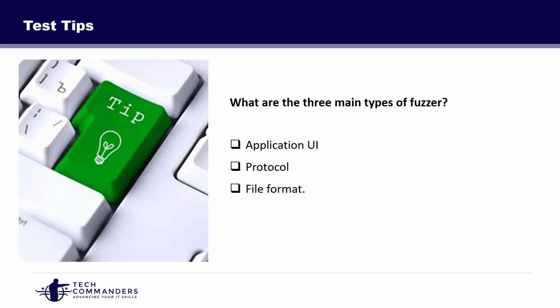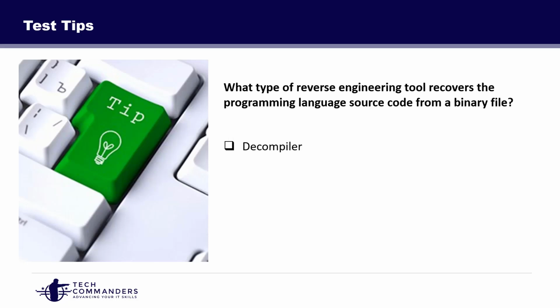Fuzzers. We want to know the types of fuzzers. We have application, protocol, and file format. Now, this one here might be something if you're a developer or have experience building programs. This will be a fairly easy one for you. So if we're going to want to look at programming languages, the source code, and try to reverse engineer it, that would be decompiler. So remember, compiler is when we put things together. Decompiler is when we do what? We take it apart.